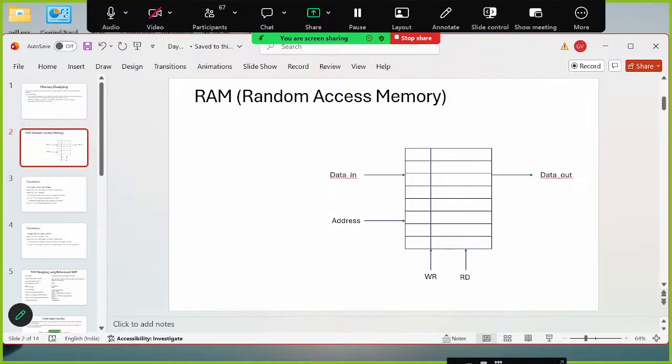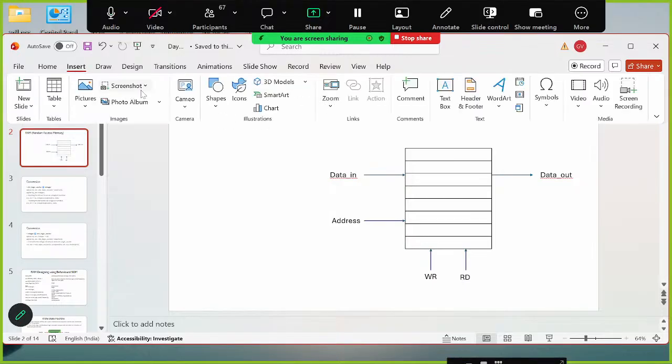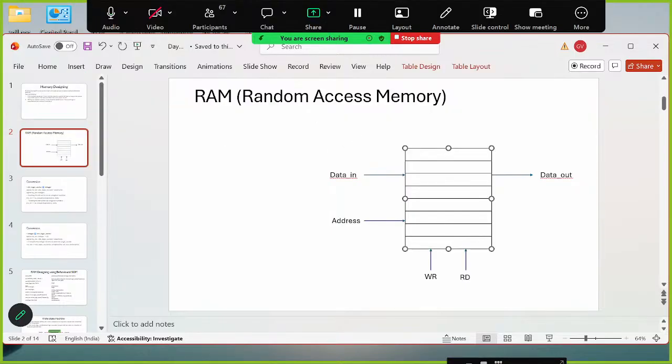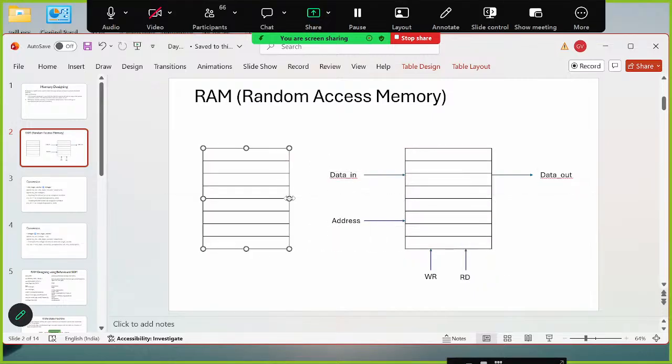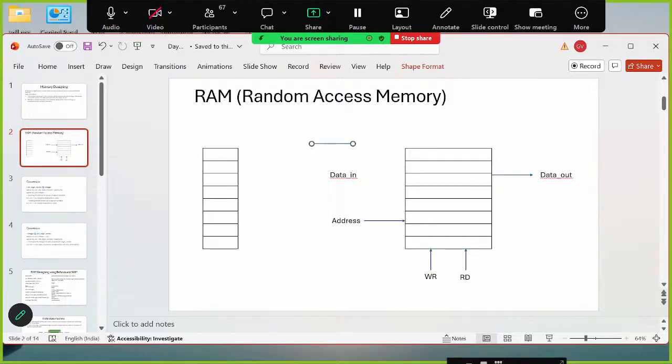Suppose I have created a line over here, and I am assuming that this is a register. Or should I write like this? Okay, I should do it like this. Wait. Okay, let me create another table of this size.